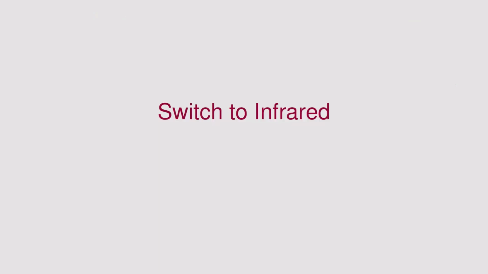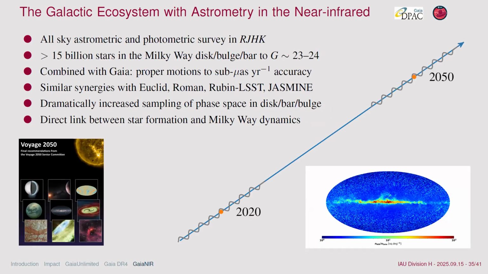Okay, then in view of time, let me skip quickly through the next step in astrometry, which is to go to the infrared. And the idea is that we would like to pursue an infrared version of the Gaia mission. This was a proposal that was put in for the Voyage 2050 program, and it's actually been selected as one of the candidates for a future L-class mission, not approved yet, but high on the agenda of ESA, so to speak.